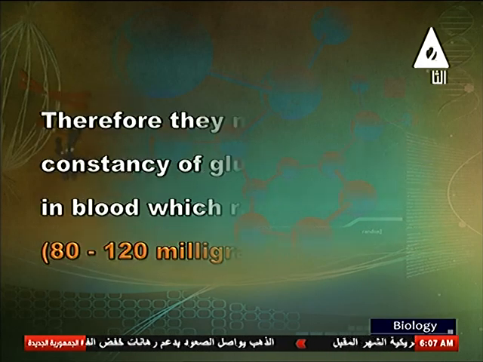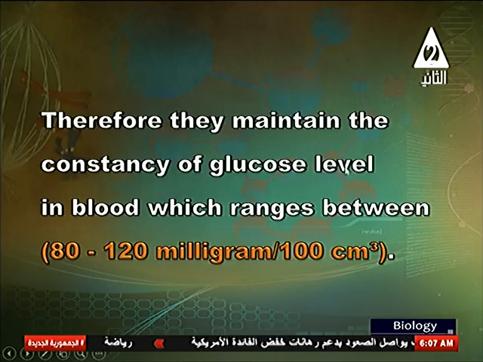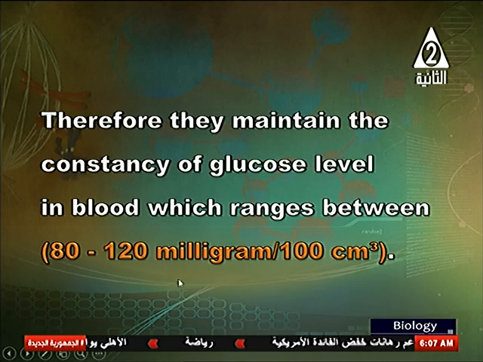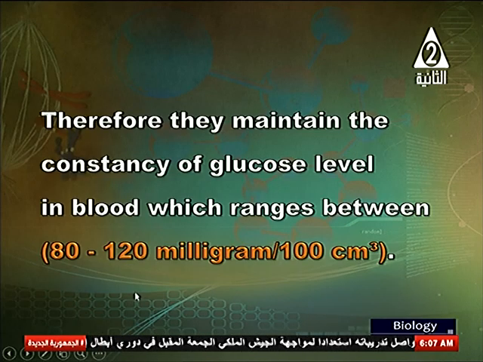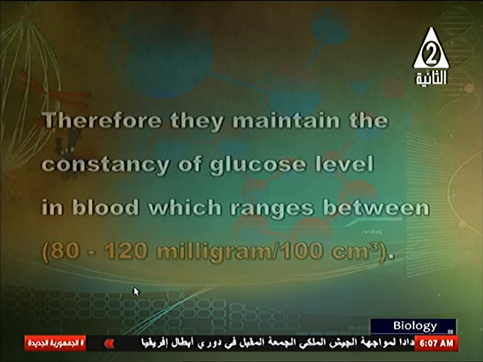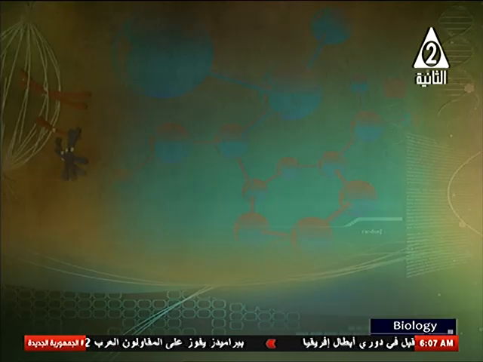Therefore, they maintain the constancy of glucose level in blood, which ranges between 80 to 120 milligram per 100 cubic centimeter. This is the normal range for a healthy person. If you are fasting, the range will be from 60 to 100, like that.